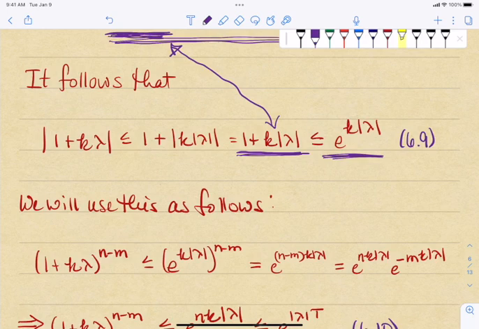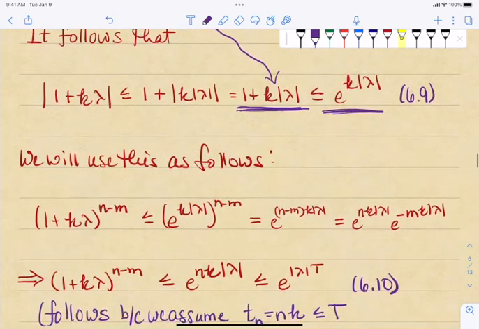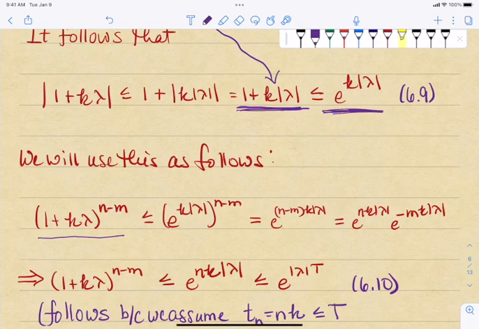Okay, so how we're going to use it is in that big ugly summation that you saw on the previous page. We're going to have something that looks like this. And when we do that, well, I'm going to recognize that that's that 1 plus k lambda raised to a power. Well, that's less than or equal to e to the k absolute value of lambda, raised to the same power. And now once I do that, I'm just going to use some exponential rules to say a power to a power means I multiply my exponents. And then I'm going to rearrange things a little bit.